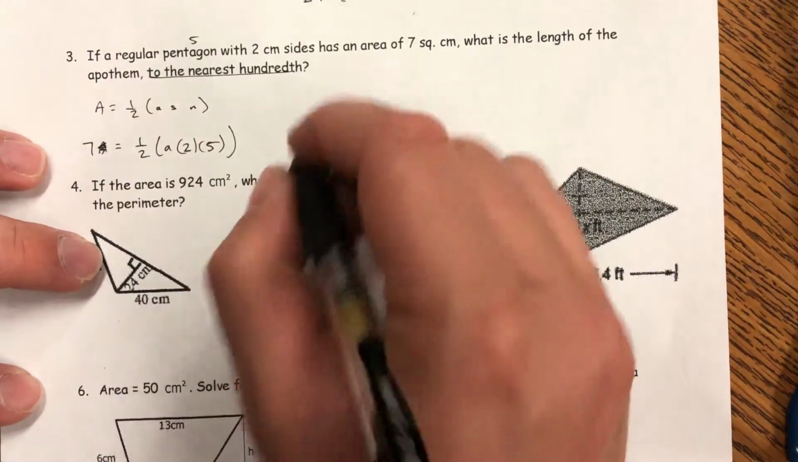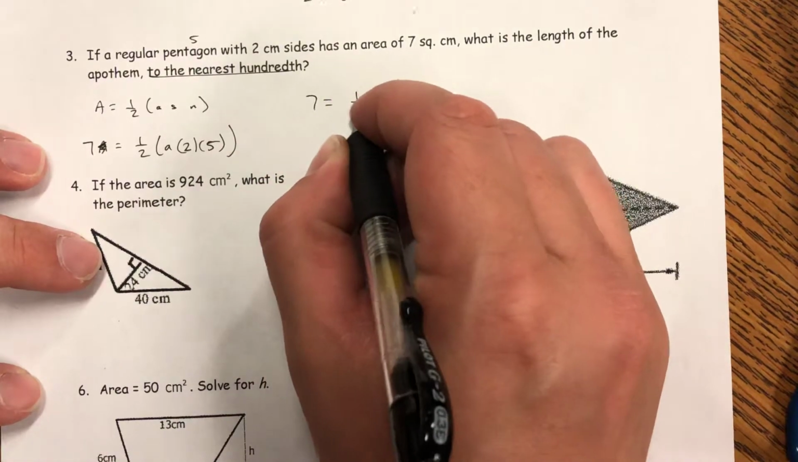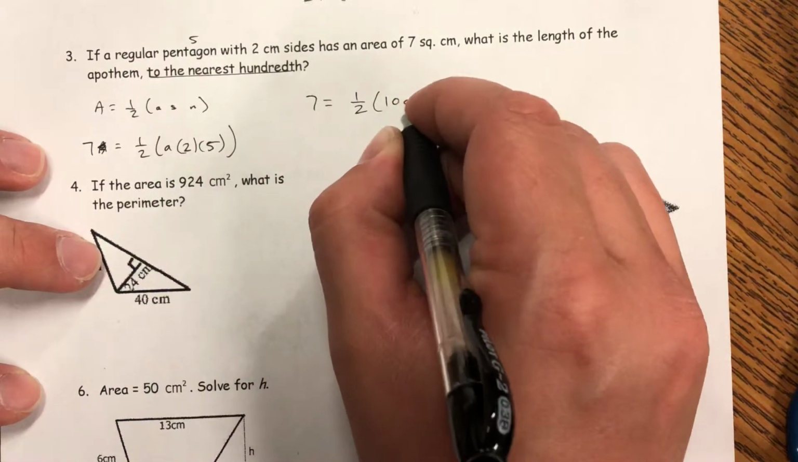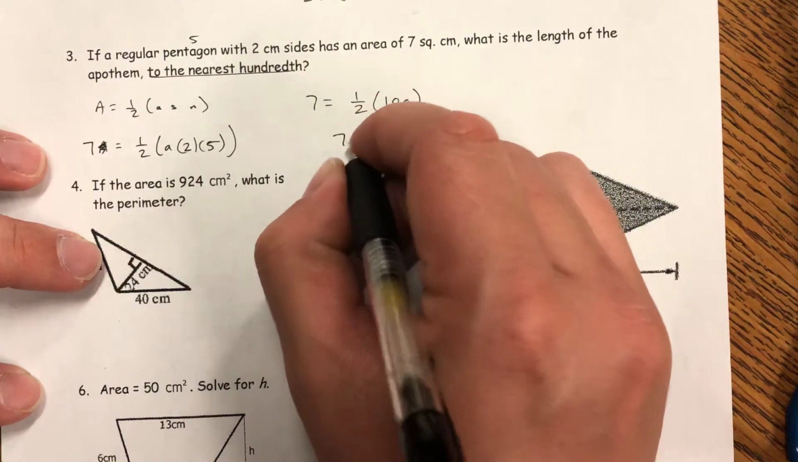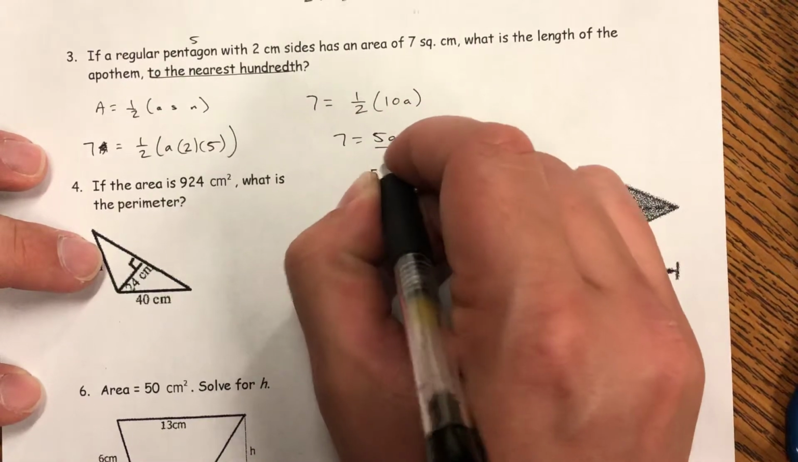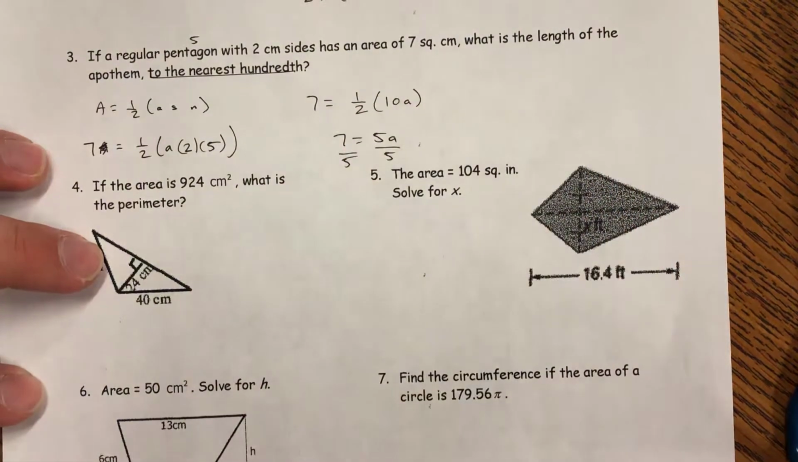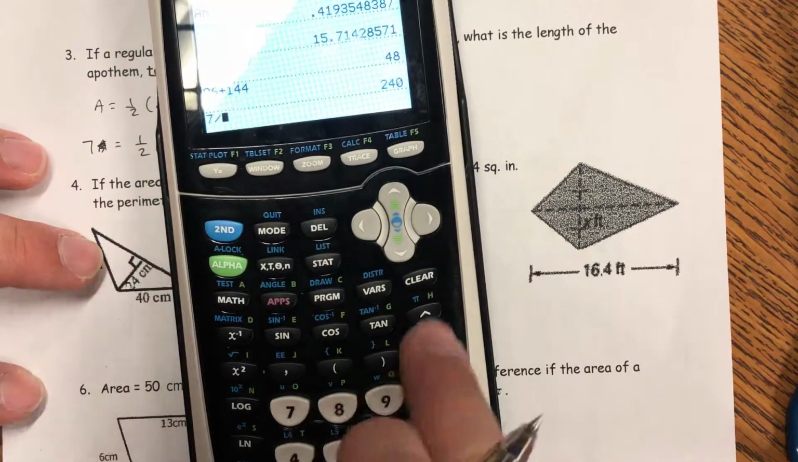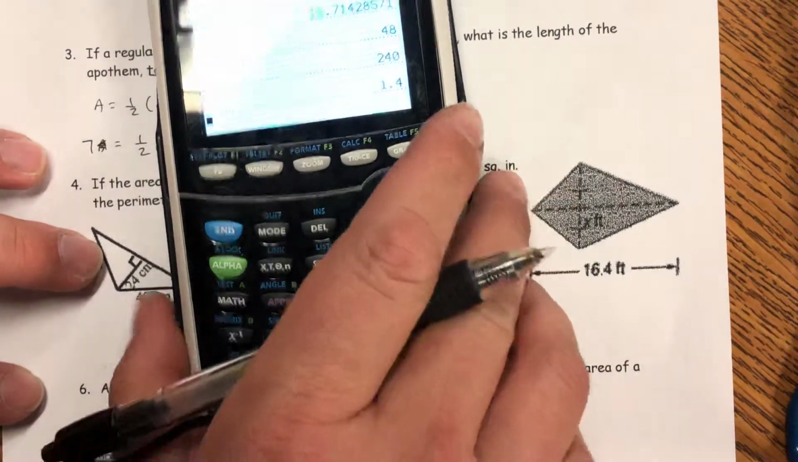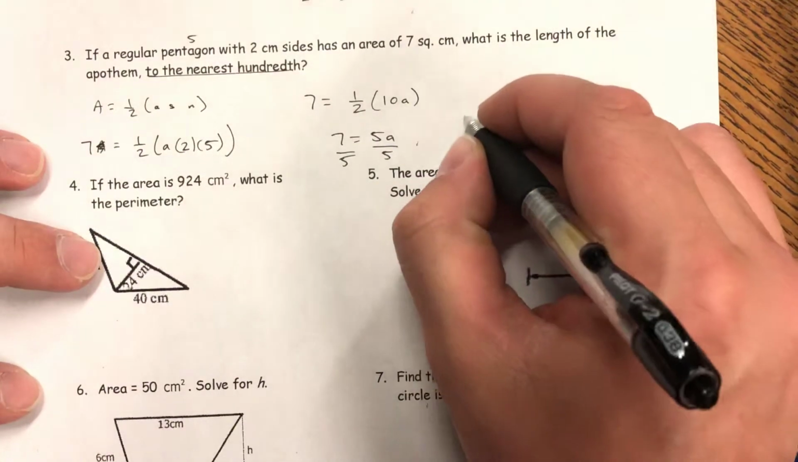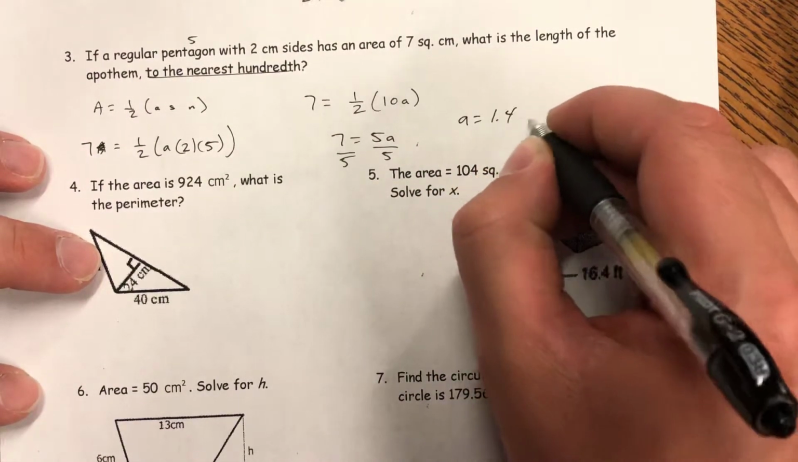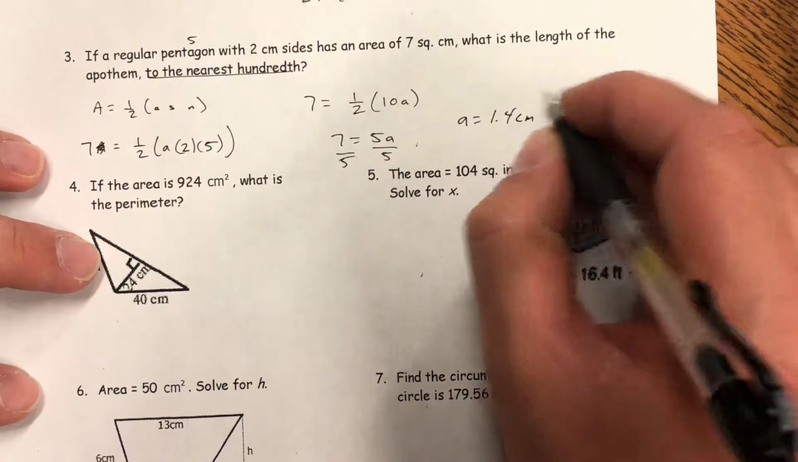Rounding this to the nearest hundredth, so 7 equals 1/2 10a. Half of 10 is 5, so 7 equals 5a. Divide by 5. And if I take 7 divided by 5, I get 1.4. So the apothem on this problem is 1.4 centimeters.